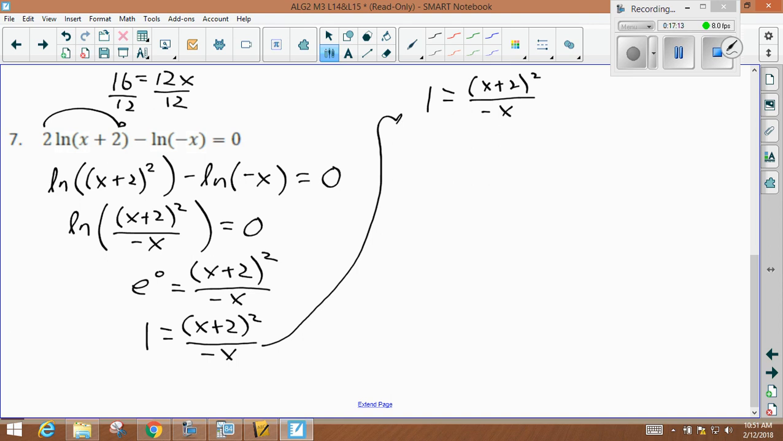I think what I should probably do is multiply both sides by negative x. That way I'll get that negative x out of my denominator. So I'm going to go ahead and do that. Negative x. So I get negative x is equal to, right? And the whole point was those were going to cancel because that turns out to be 1.